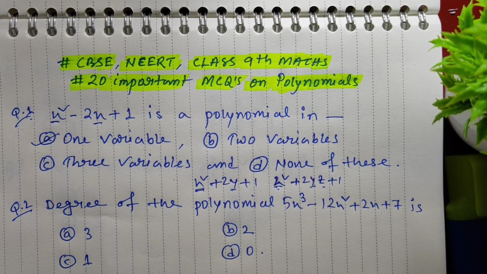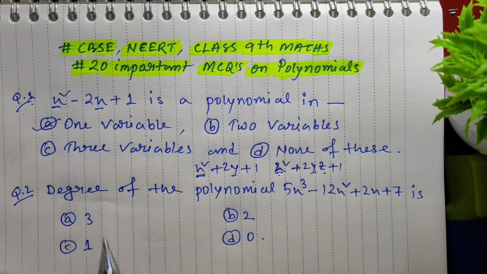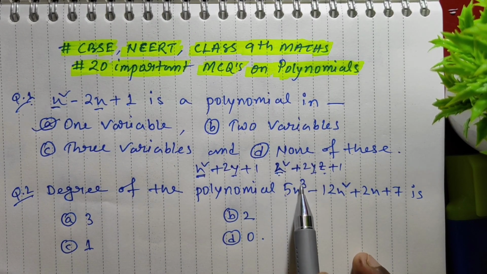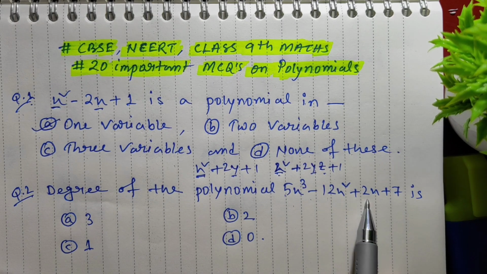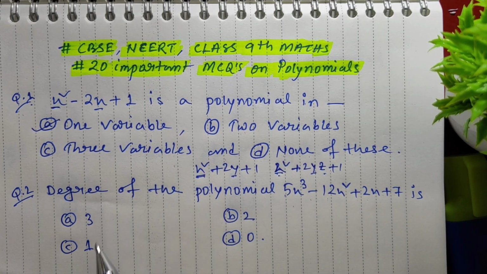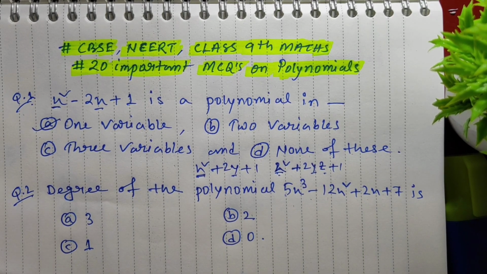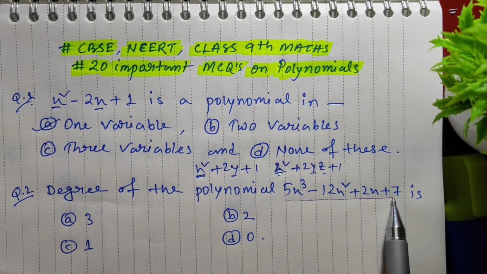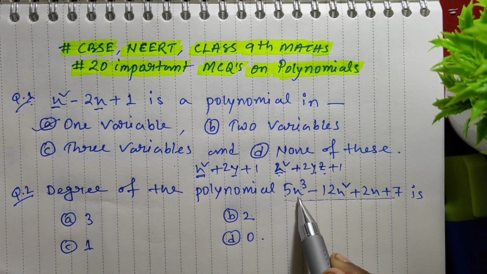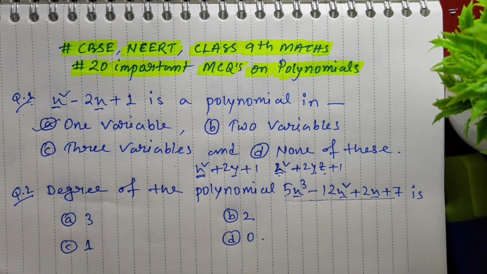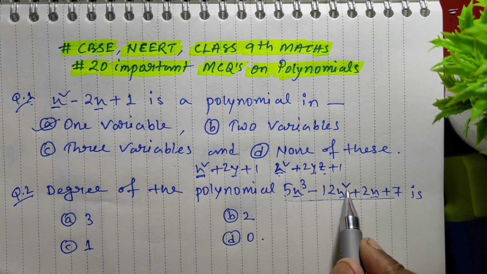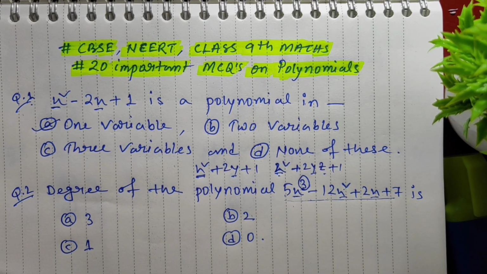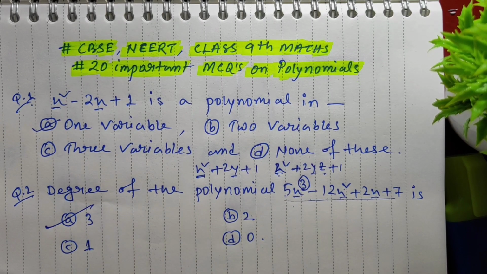Now let's see question number 2: degree of the polynomial 5x cube minus 12x square plus 2x plus 7 is, and the options are 3, 1, 2, 0. Now what is degree? Actually degree is the highest power of a variable in any polynomial. Now see this polynomial, what is the variable? We have variable x. And what is the highest power of x? The highest power of x is 3. So the answer is option A, 3.